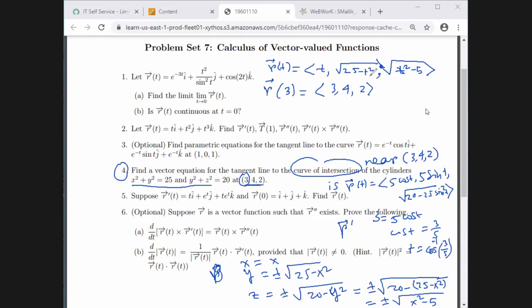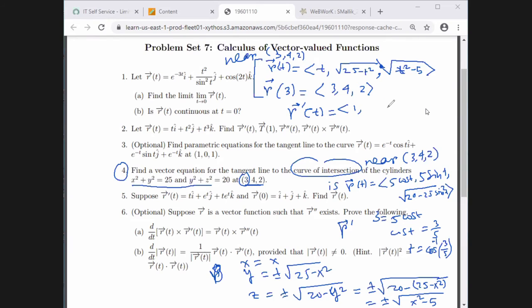This is, plus t equals 3. This is 25 minus 9, 16, the square root of 16 is 4. Then t is 3, 9 minus 5 is 4, the square root of 4 is 2. So for this problem, this is a better parameterization near the point 3, 4, 2. This is not the whole curve, but near the point 3, 4, 2. Then you can do r prime. If you do r prime, that's a tangent vector, right? So r prime will be what?